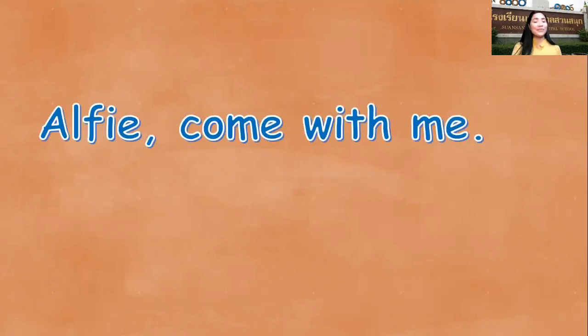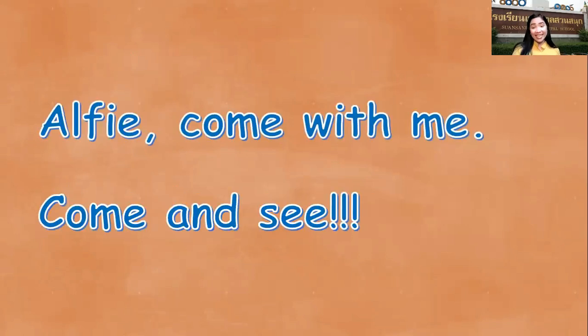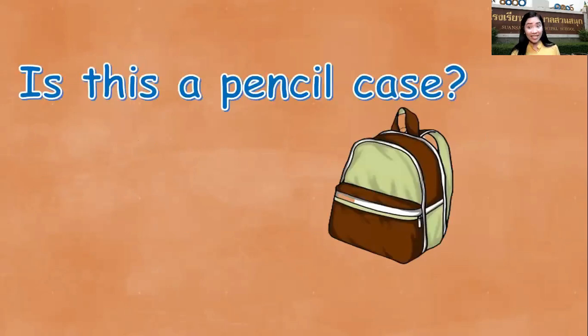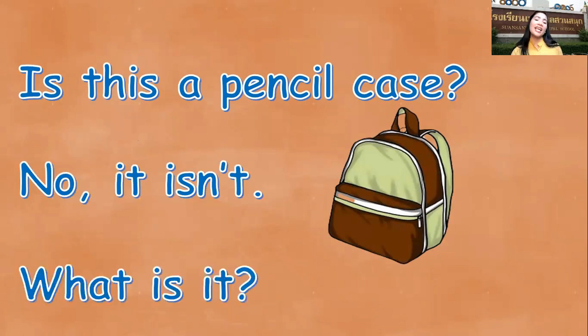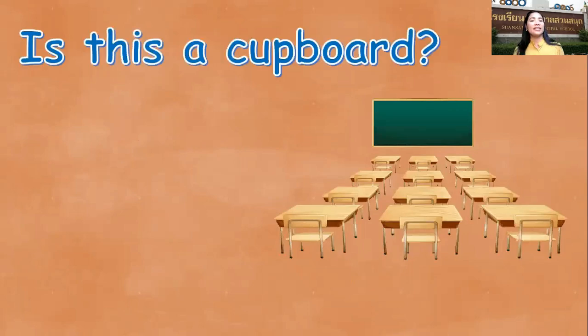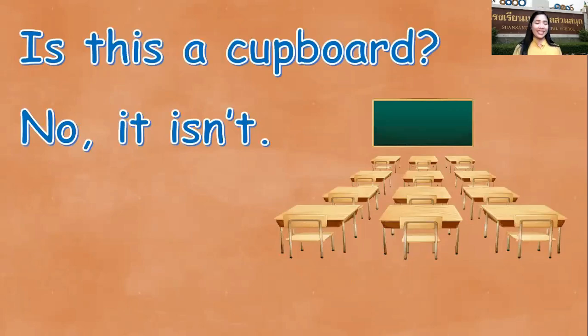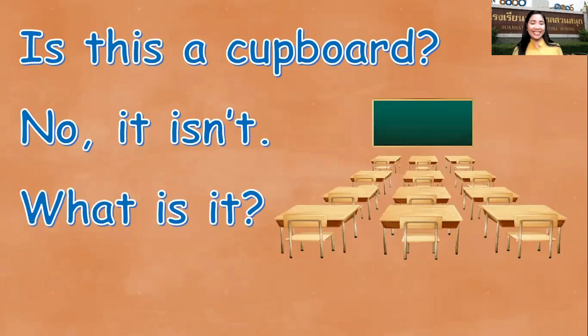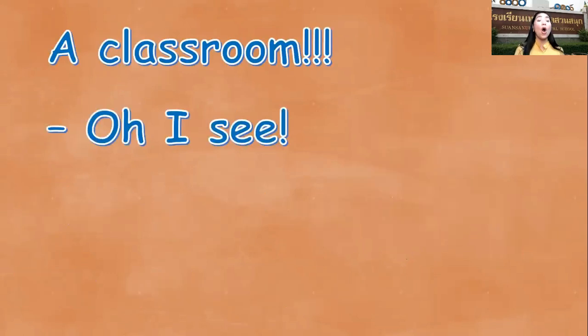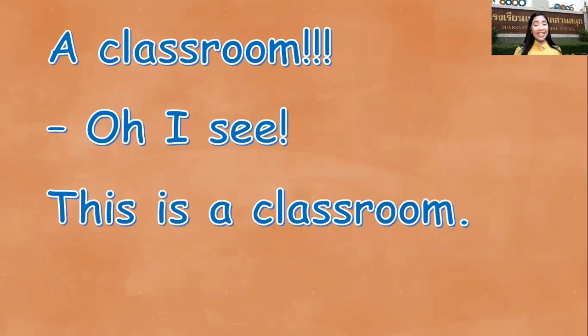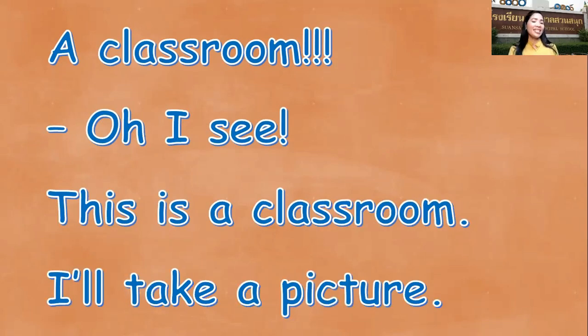picture. Alfie, come with me. Come to my classroom. Alfie, come with me. Come and see. Is this a pencil case? No, it isn't. What is it? It's a bag. Is this a cupboard? No, it isn't. What is it? It's a classroom. A classroom? Oh, I see. This is a classroom. I'll take a picture.